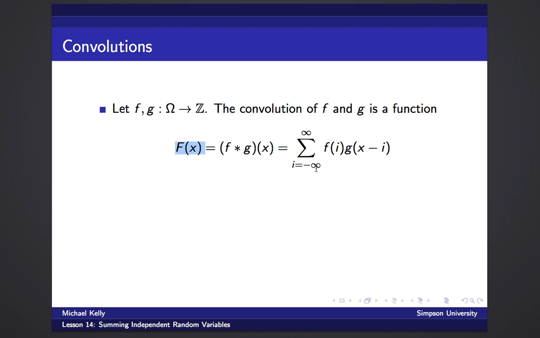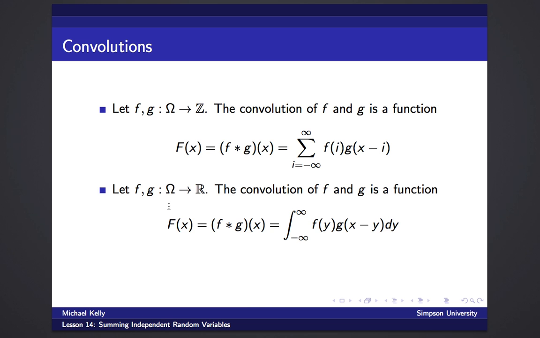what it's going to be is the sum from i equals negative infinity to infinity of f of i times g of x minus i. So notice that we're plugging x into the function, and then there's one x inside of the g function. But what these two values have to do with x is that if you add them, you always get x. So i plus x minus i equals x. The sum of these two inputs is always fixed at x.